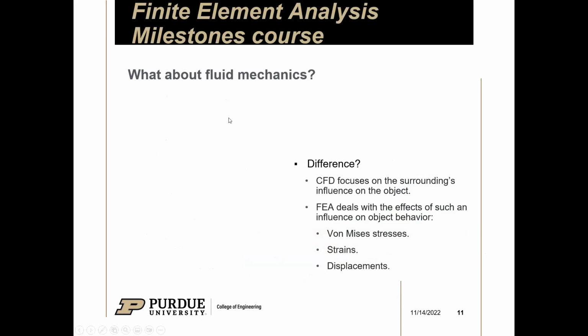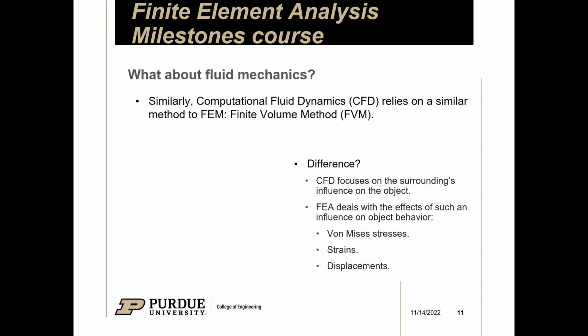So what's the difference between FEA and fluid mechanics? Basically, CFD, or computational fluid dynamics, focuses on the surroundings influencing the object, and FEA deals with how a surrounding effect influences the object's behavior. So a force applied on, say, a wrench that you are twisting, and you can calculate a lot of things, but the main three things we'll focus on are the von Mises stresses, strains, and the displacement. So how much a part will bend when you apply force to it.